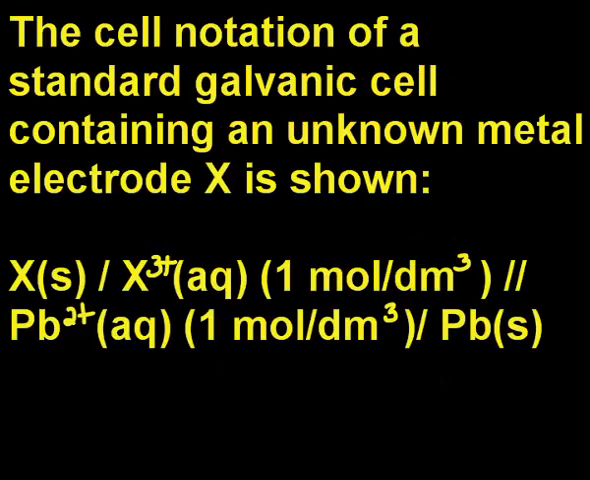Now the question starts off by telling us the cell notation of a standard galvanic cell containing an unknown metal, which is seen as electrode X, is then shown. Due to spatial restrictions, we won't be able to have it all in one line. So we start off with this electrode X in the solid form, and we'll see that it ends up forming X3+ ions, which is obviously the aqueous form, together with the electrolyte concentration at standard conditions. We have our salt bridge, followed by what's going to happen in my cathode, which is the lead ions going to form lead solid.